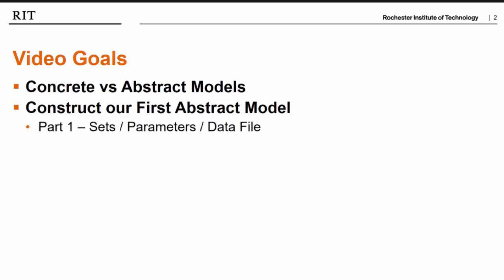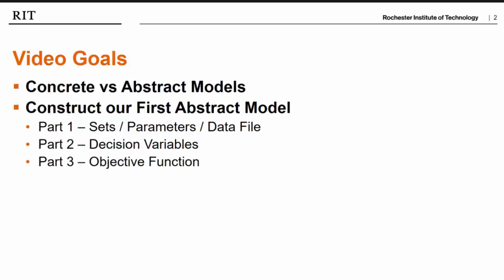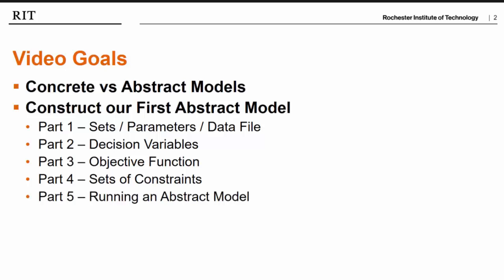Part one, we're going to look at sets, parameters, and data files. Part two, we're going to learn about decision variables. Part three, we're going to code up our objective function. Part four, we're going to spend some time looking at how to code sets of constraints. And then we're going to conclude with actually running the abstract model. The final part of this pre-lab will be to look at interpreting the solution output.